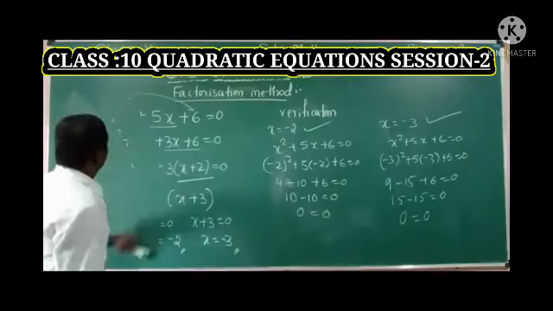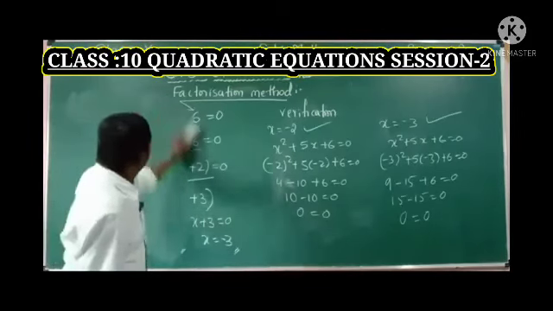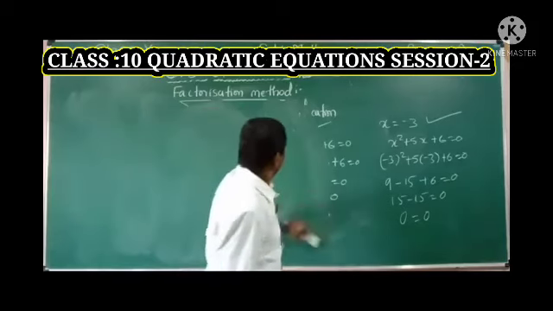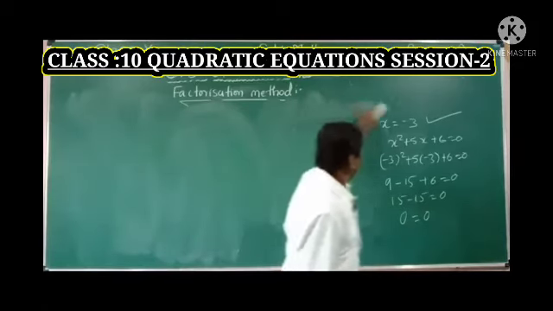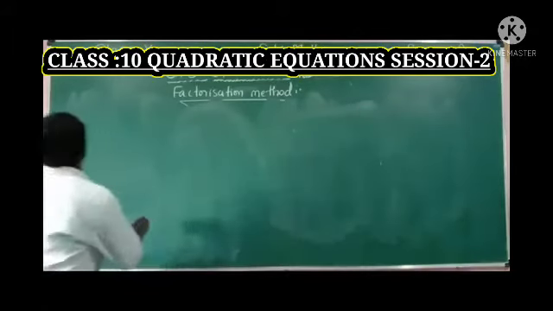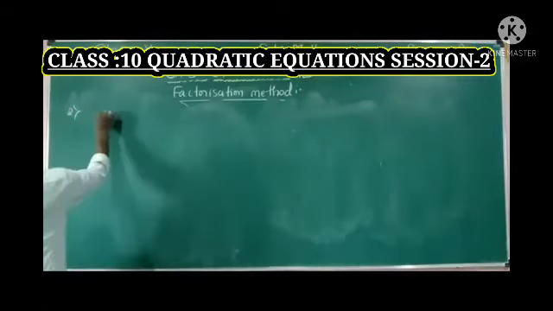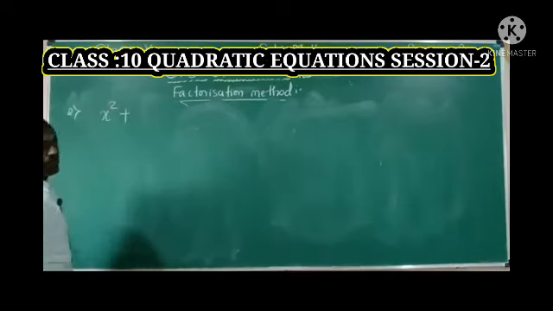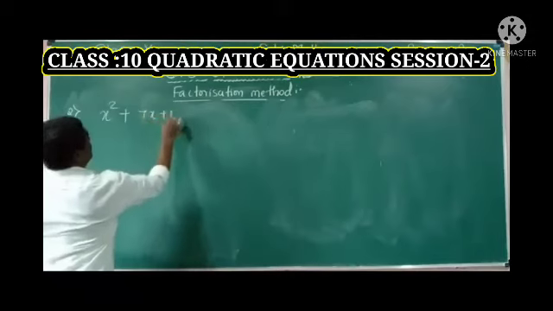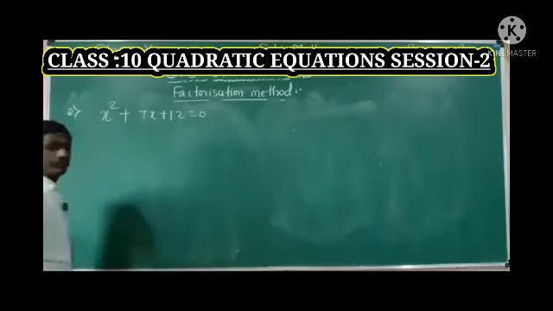Next one, take one more example. Just factorize the given quadratic equation and find the roots of the quadratic equation. Second one, x square plus 7x plus 12 is equal to 0.